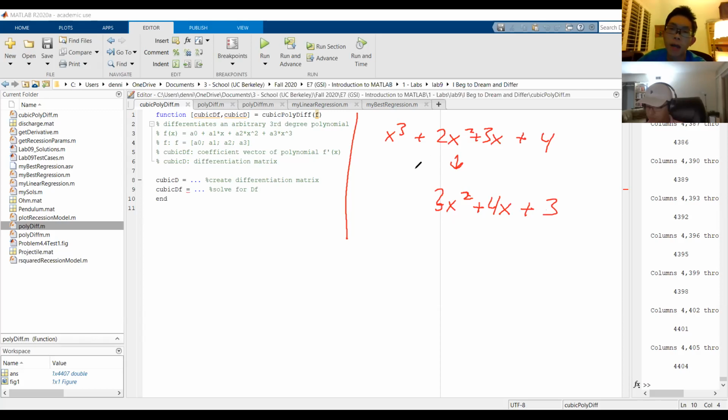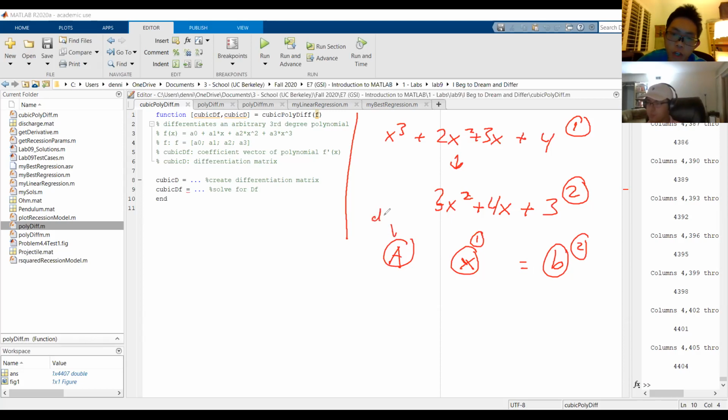So the way we're going to do this using MATLAB is we're going to turn each of these, I'll label this 1, label this 2, each into a vector. I want something in the form of Ax equals b. Or in other words, I want this to be my 1 and this to be my 2. B is like the output. Once we transform x using the matrix A, we'll get B. In other words, A is like the differentiation matrix, diff matrix.